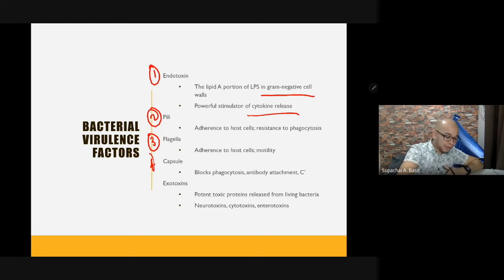And then we also have capsule. Capsule can block phagocytosis, antibody attachment, and the attachment of complement components. The fifth one is exotoxin, a potent toxin protein released from living bacteria, and it could be categorized as neurotoxin if it affects our nerve cells. Cytotoxin is a general term that can affect any kind of cells, and enterotoxins if it affects the cells of our gastrointestinal tract. Exotoxins can be found in both gram-positive and gram-negative bacteria.